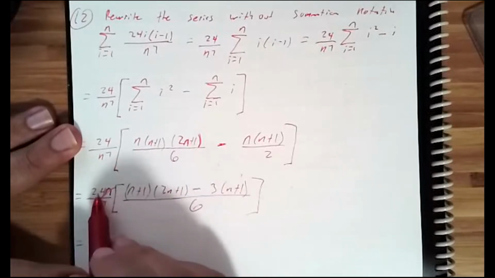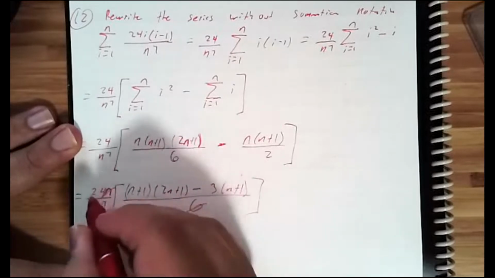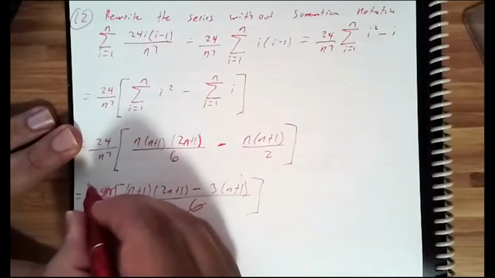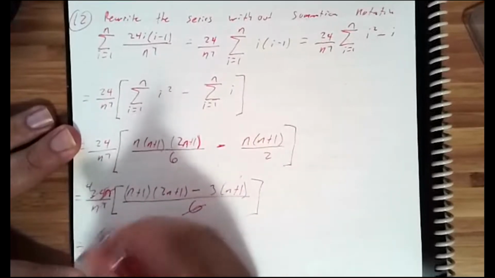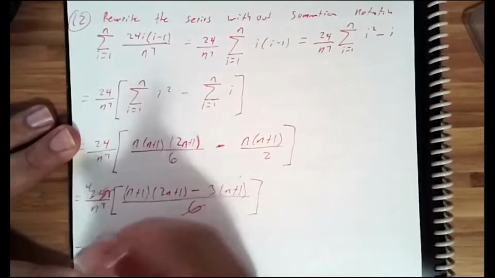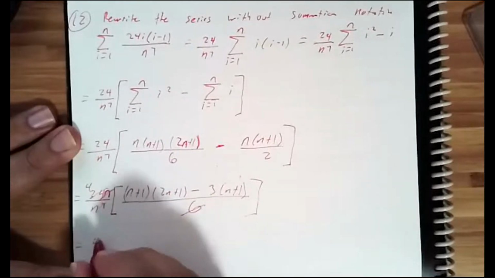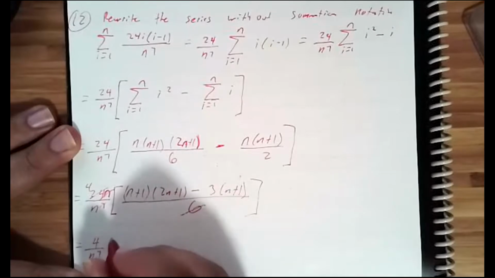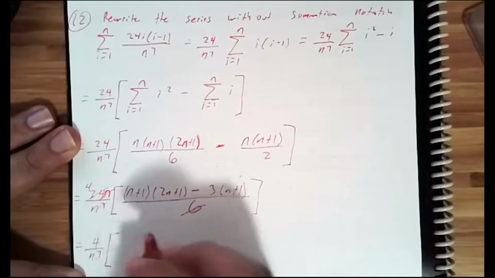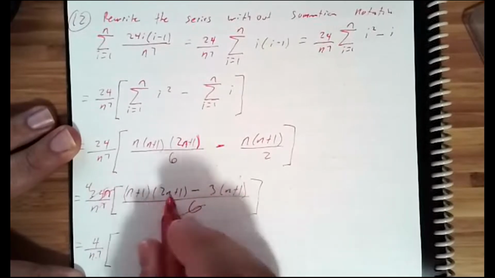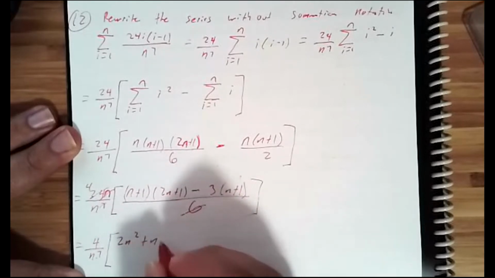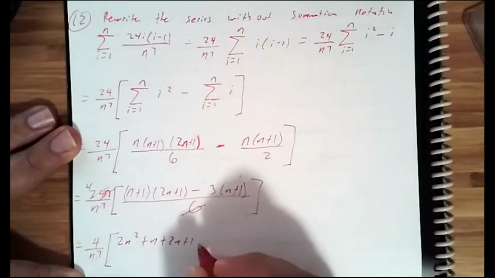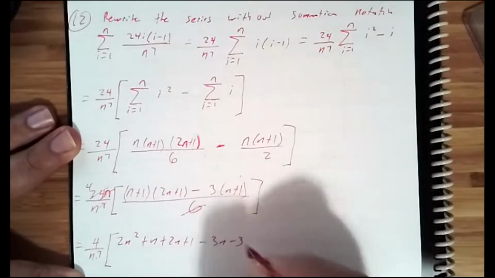And 6 goes into 24, right? So you could cancel that guy. That'd be cool. So now all we have out here is a 4 over n7 times, multiply this nonsense right here. That'll give us 2n squared plus n plus 2n plus 1 minus 3n minus 3.